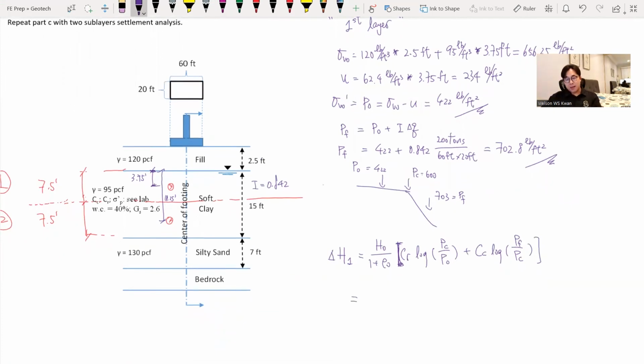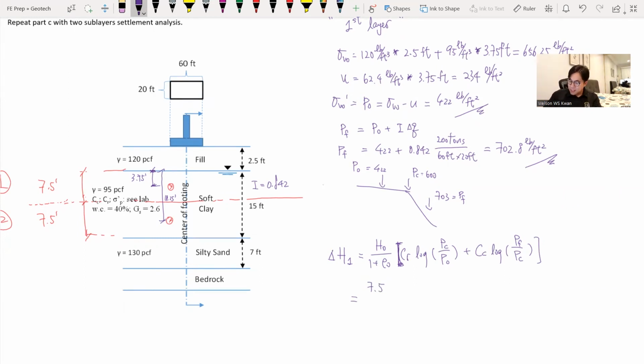The key here now is H naught. In part C, when we considered the entire soft clay layer as one layer, H naught equals the thickness of the soil layer. Now we divided the soft clay layer into two parts, and we are doing the first half only. So the H naught corresponding to this analysis is half of the whole layer, instead of 15 feet, this is 7.5 feet.